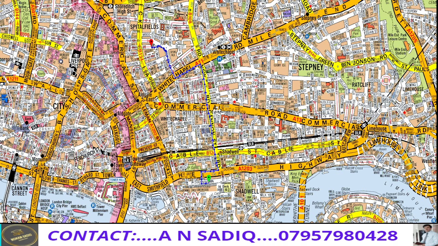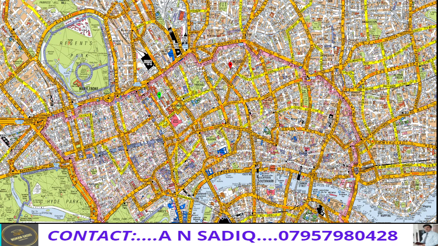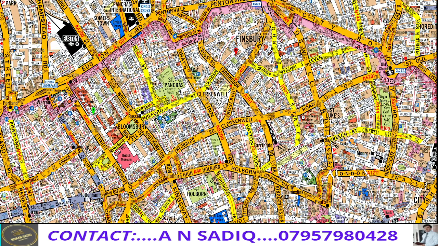Now let's move to the next closed road question. So here it is. The name of this question is Gray's Inn Road is closed. So in this topographical question, the name of the road which is closed is Gray's Inn Road.